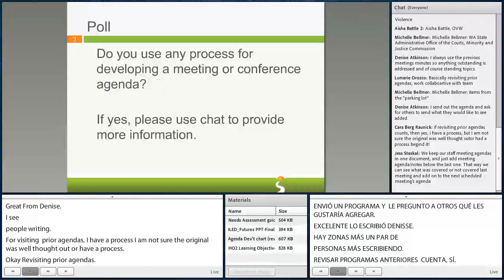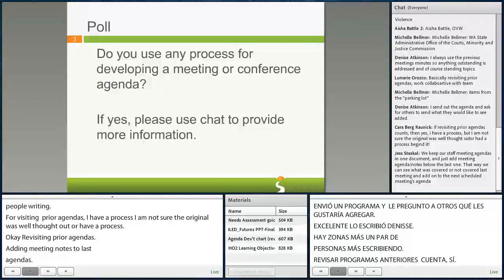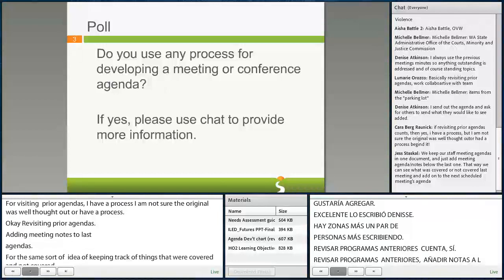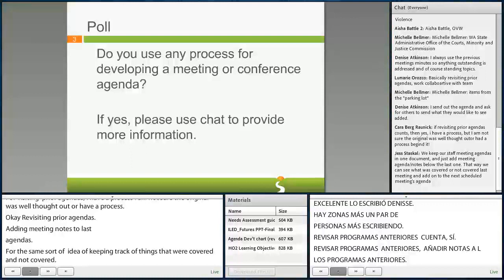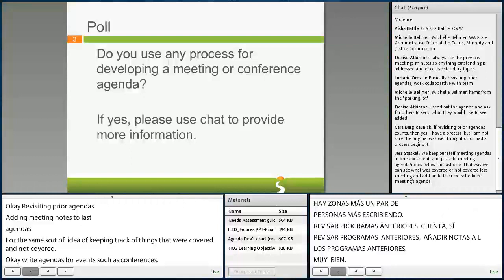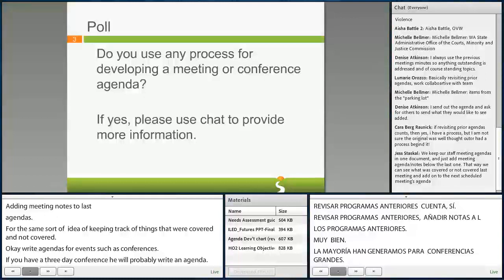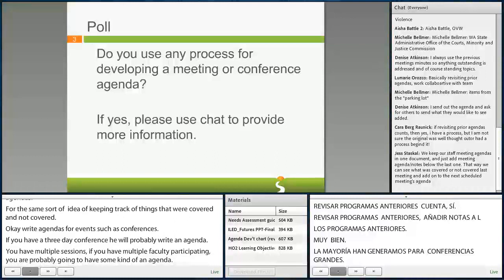Okay. So most of us will write agendas for events such as really big conferences, right? Like if you have a 3-day conference, you'll probably write an agenda. If you have multiple sessions going on, if you have multiple faculty participating, you're going to probably have some kind of an agenda. But a lot of times for shorter meetings or smaller meetings, for less people or internal meetings, we don't really do that as much.